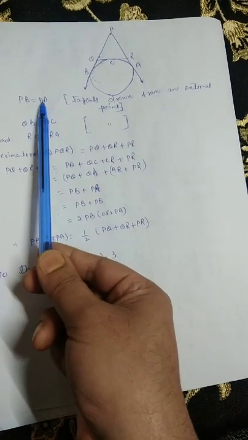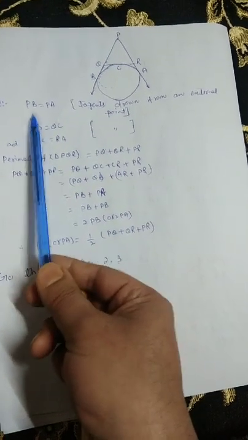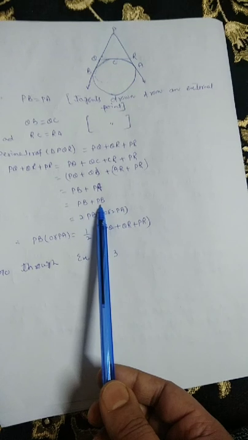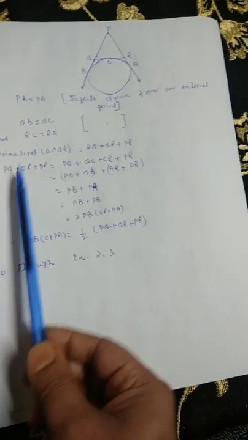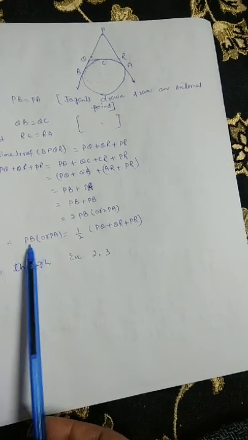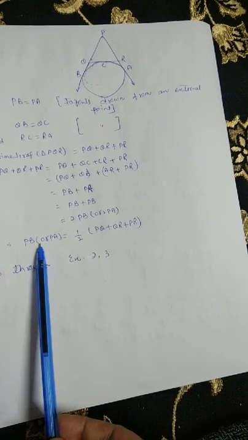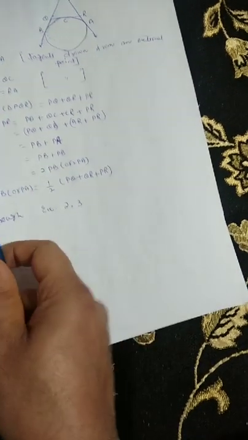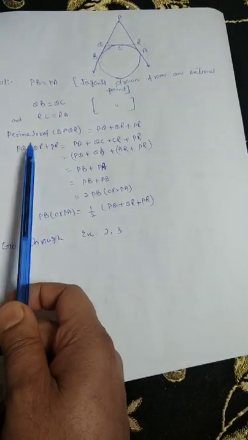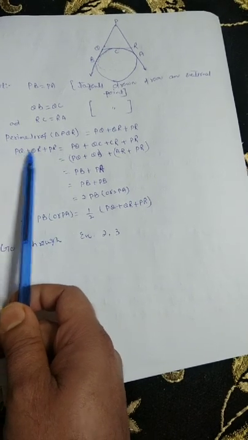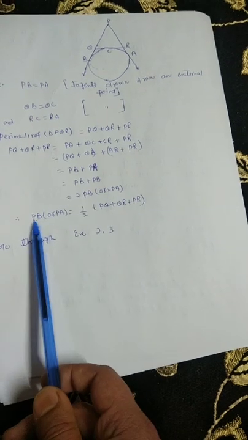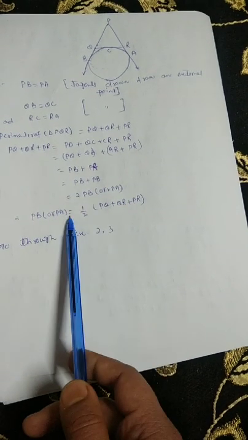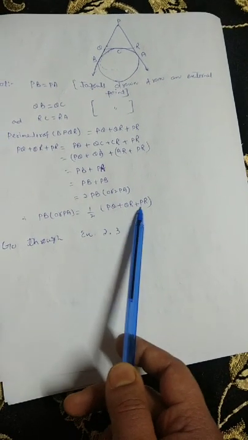Again, we know PA and PB are two tangents drawn from an external point. That means in place of PA we can write PB. That means PB plus PB, that is 2PB or 2PA. Perimeter is 2PB or 2PA. Taking this to the other side, it will be one half of PQ plus QR plus PR. So PB or PA is equal to half of PQ plus QR plus PR.